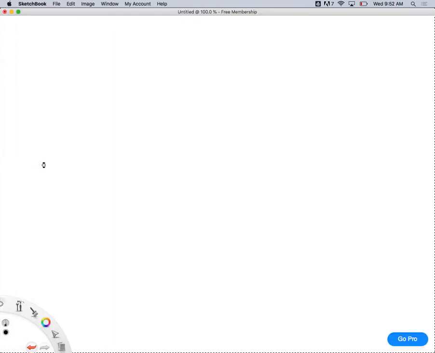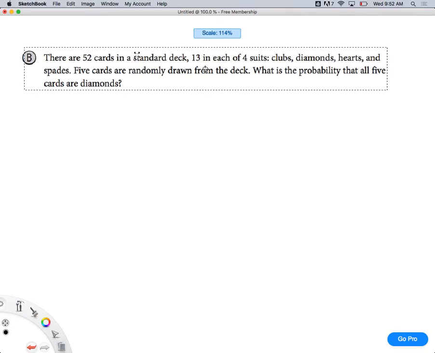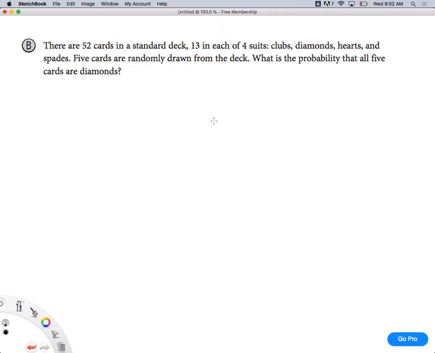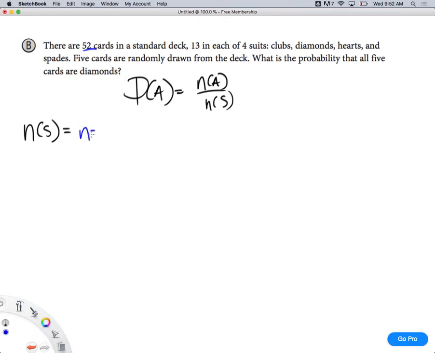There are 52 cards in a standard deck, 13 in each of 4 suits: clubs, diamonds, hearts, and spades. 5 cards are randomly drawn from the deck. What is the probability that all 5 cards are diamonds? So probability, so immediately I'm thinking PA equals NA over NS. All right? So I figure out NS first. Well, NS, what's N? How many cards am I choosing from in total? 52, so N is 52. And R is how many I'm choosing. How many am I choosing? I'm choosing 5 cards, right?